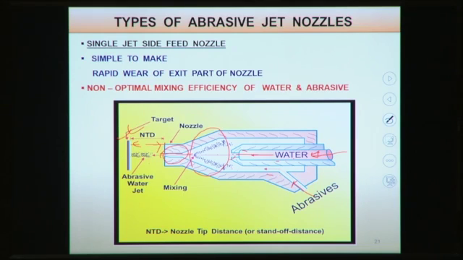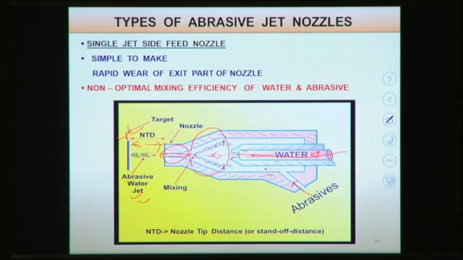Here the mixed abrasive water jet is coming through this nozzle. This is the mixing chamber. In this case you can see the abrasive particles are coming from the outside periphery of this nozzle, and the water jet is coming through the inner periphery. As these abrasive particles come through the outer periphery while passing through this nozzle, they will wear out the inner surface of the nozzle.